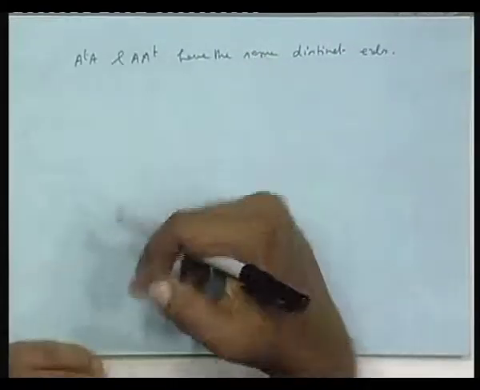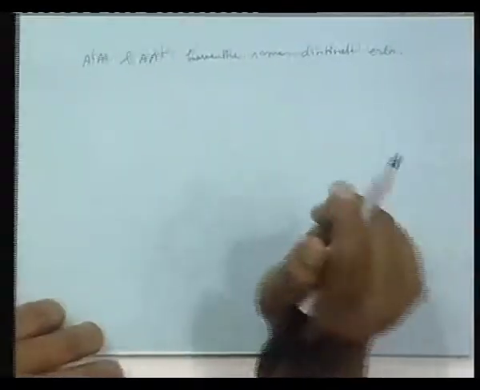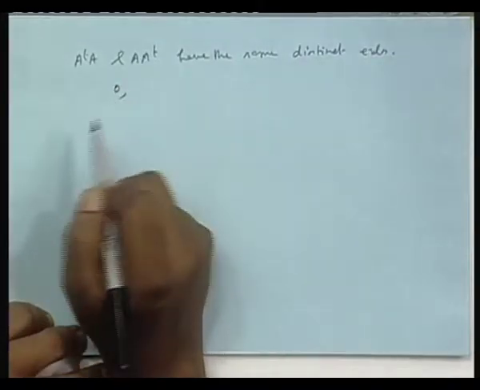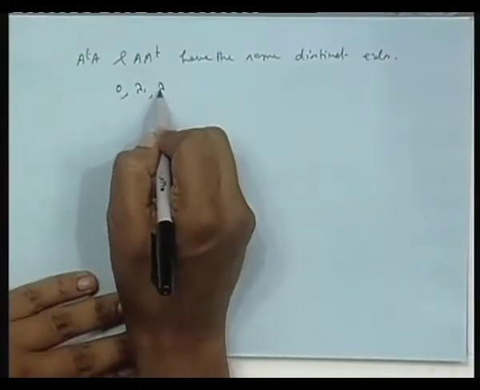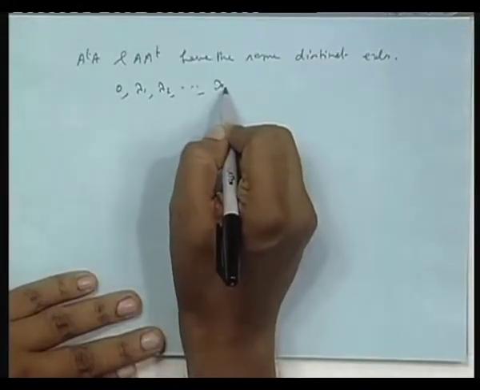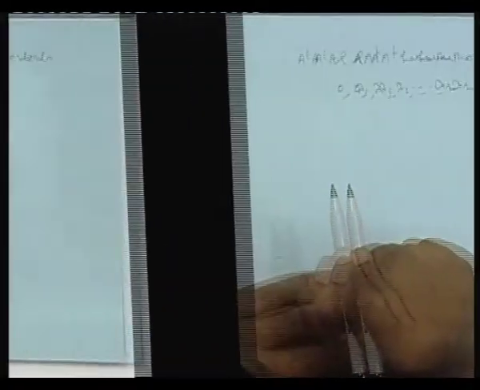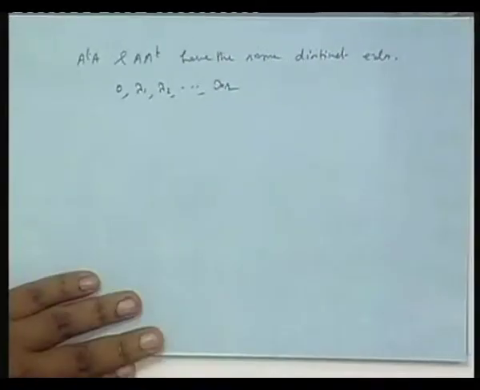Eigenvectors are different, one of length n, another of length m, or totally different, but their distinct eigenvalues could be like this. One could be 0, so I am keeping a provision of 0 eigenvalue, and then lambda 1, lambda 2, dot dot dot lambda r.